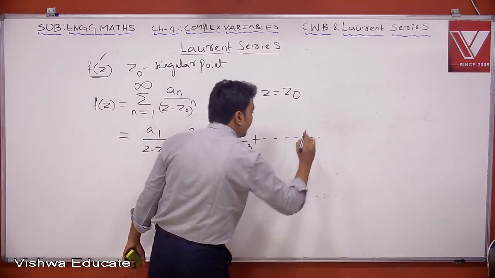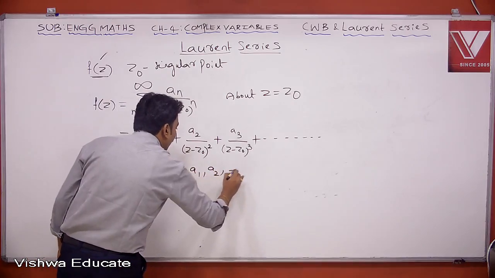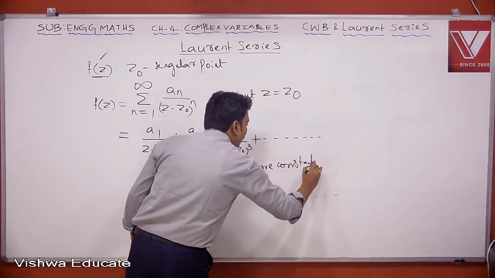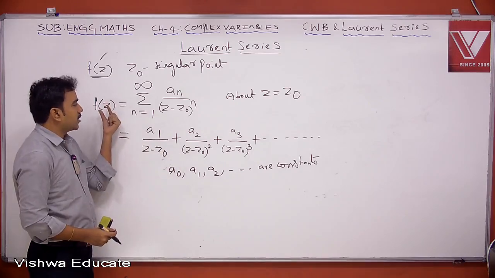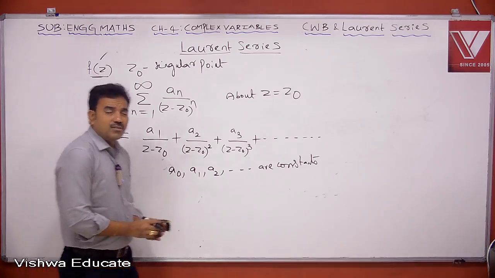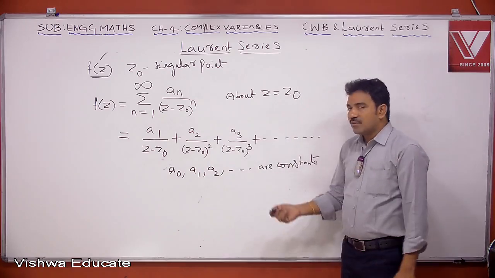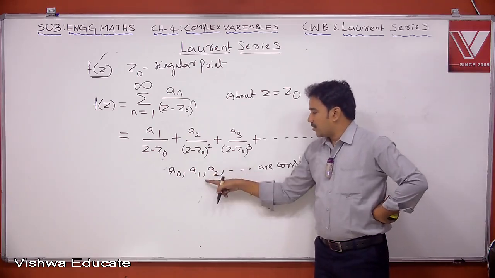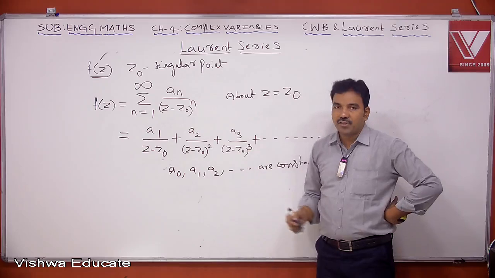So we have infinitely many terms, and here a0, a1, a2 and so on up to an, all these are constant values. In that case, this is called the Laurent series expansion of f of z about z equal to z0. Now there is one important point in case of all these constants. Suppose a0 is 0, a1 is 0, a2 is 0 and so on. If all constants are 0, then I will get f of z equal to 0.